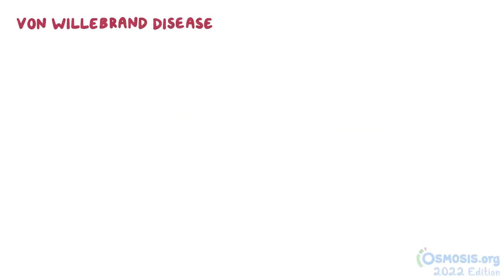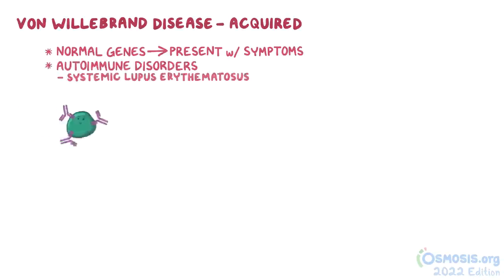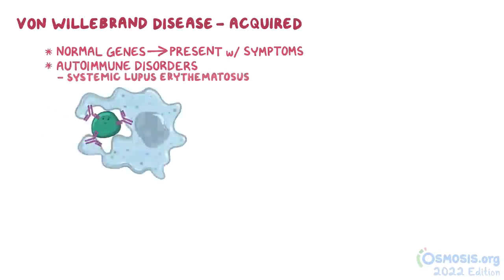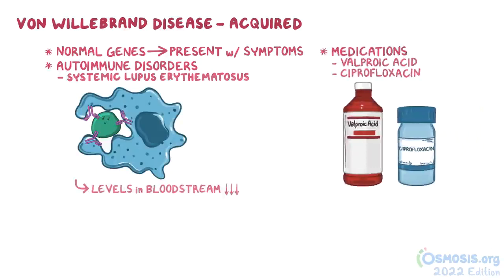Sometimes von Willebrand disease can be acquired, meaning having normal von Willebrand factor genes but yet present with the symptoms. This can be due to several physiologic disturbances that happen in other diseases, such as some autoimmune disorders like systemic lupus erythematosus, where the body produces antibodies against self-antigens, including von Willebrand factor, destroying it, and causes its levels in the bloodstream to drop. Other causes of acquired von Willebrand disease include some medications such as valproic acid and ciprofloxacin. These medications have been found to interfere with the synthesis of von Willebrand factor.